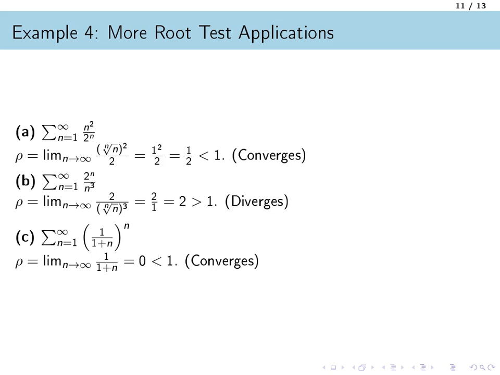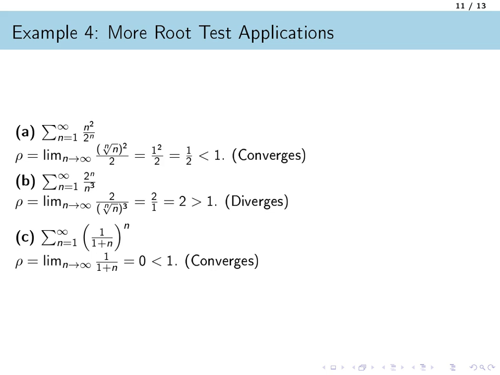Next, we examine the series 2 to the power of n over n cubed. Applying the nth root, the numerator simplifies to 2, and the denominator becomes the nth root of n cubed. The limit of the denominator is 1 cubed, so rho is 2 over 1, which equals 2. Because this is greater than 1, the series diverges.